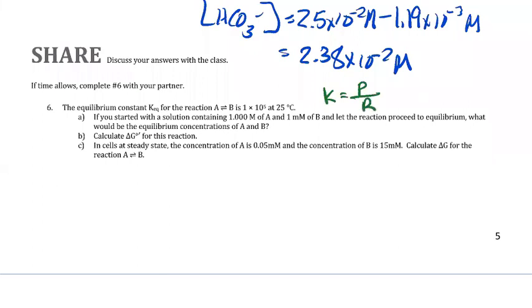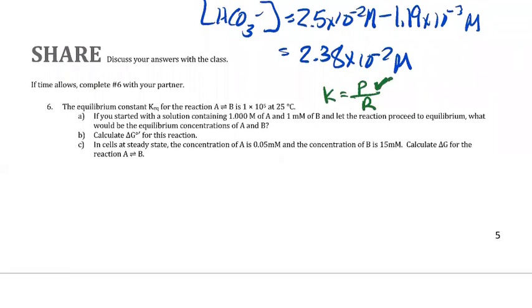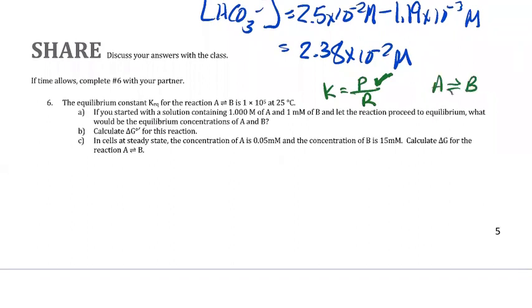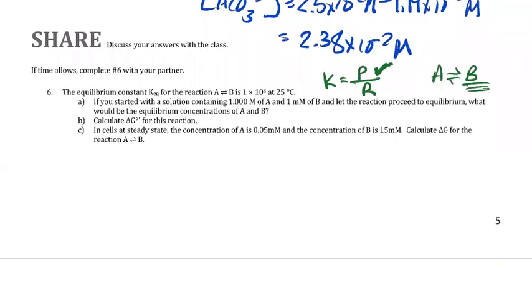So if K is really big, what's happening here? We're making a ton of product, right? So what's our product? Our product in this reaction, A going to B, is B. So we are going to have a ton more B than we do A. That's what I want you to think when you see that.